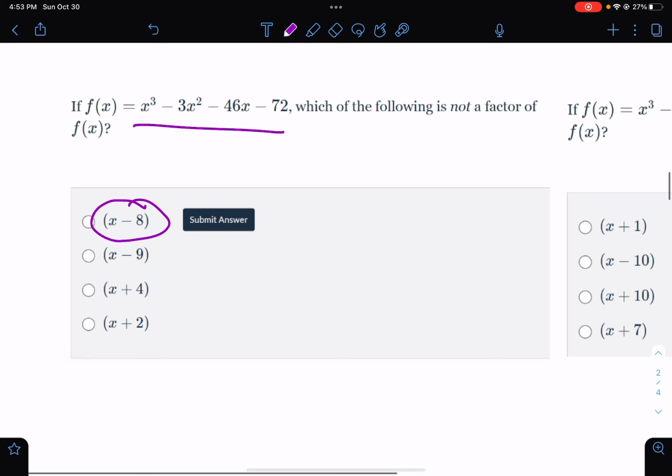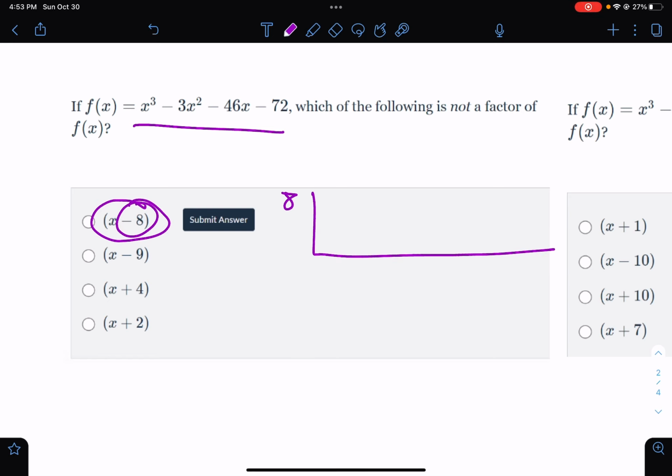So let's start out with this guy. All right, we're going to do 8. Remember, you switch the sign of this guy. You draw the little box, and then you take the coefficients on all of these. So the first guy is 1. The next guy is -3. The next guy is -46. And the next guy is -72. We're going to drag down the 1. We get 8 times 1, 8. We get a 5. 5 times 8 gives us 40.